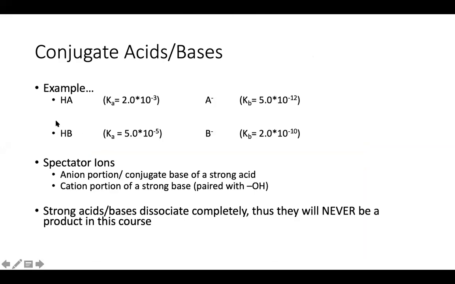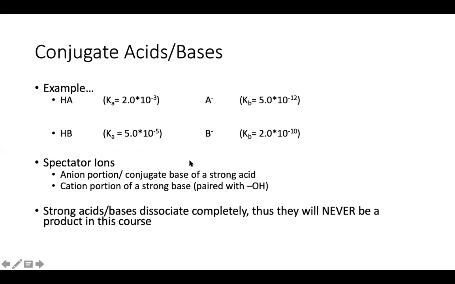Okay, and here's my last slide to really hammer home this example. Let's look at two weak acids, HA and HB, and I made up Kas for them. Because they're both weak acids, they both have a conjugate base: A minus for HA and B minus for HB. Because Ka times Kb always equals Kw, I can find my Kb for A minus and B minus.